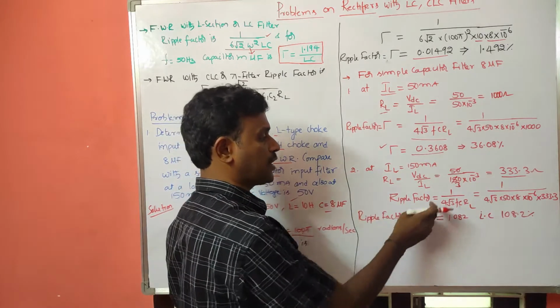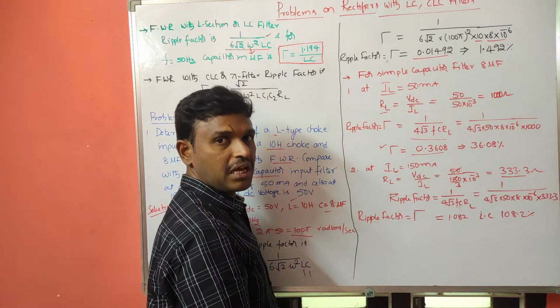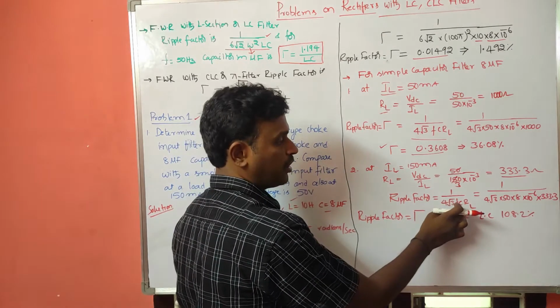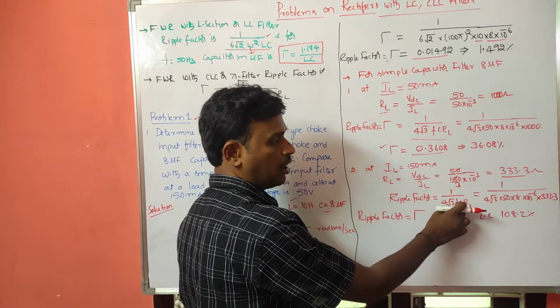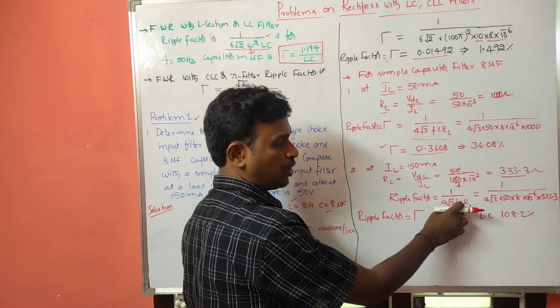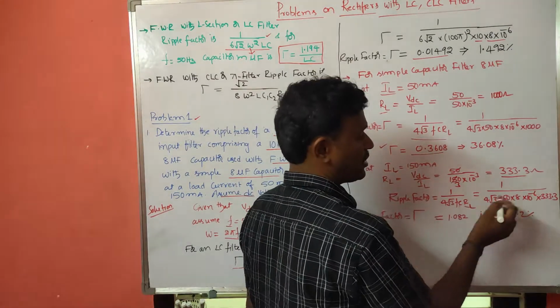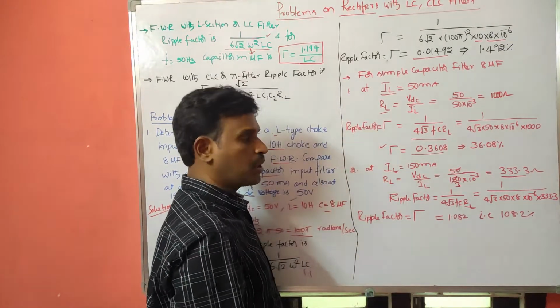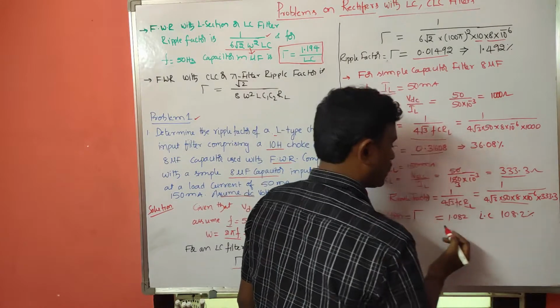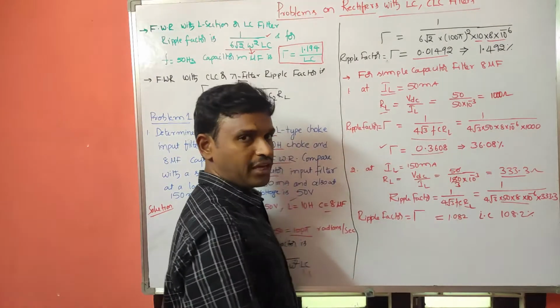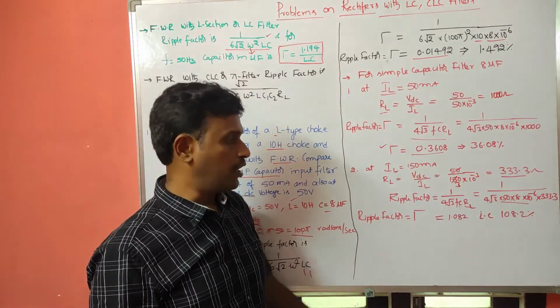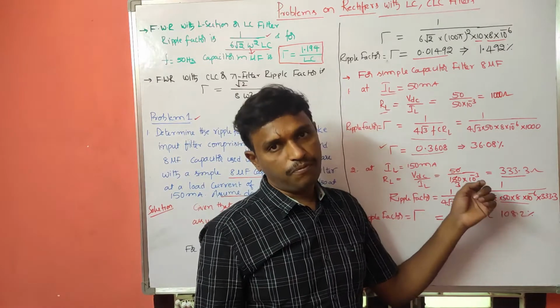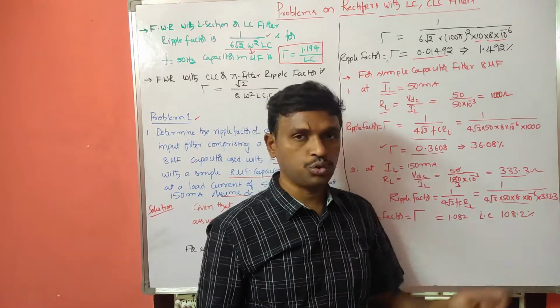So ripple factor is equal to 1 by 4 root 3 FC RL. So here 4 root 3, F is 50 and C is 8 microfarad, that is 8 into 10 power minus 6, and RL is nothing but 333.3. So if you calculate this one, you will get 1.082 as the ripple factor. And if you find out this percentage, that is 108.2%.